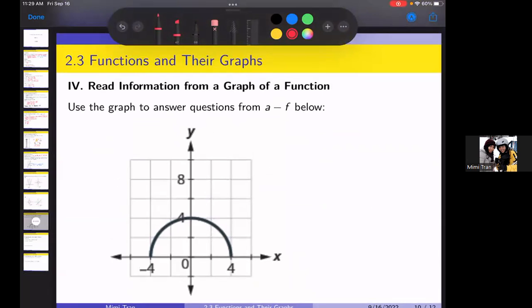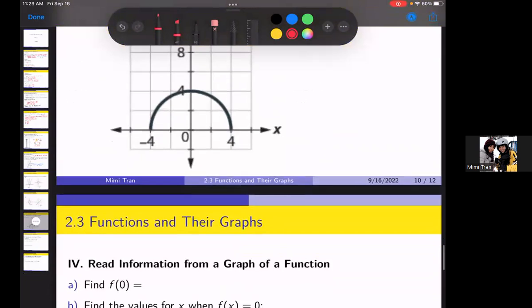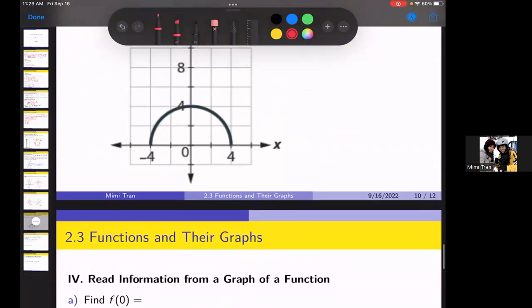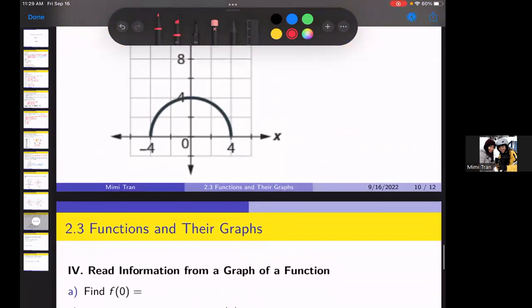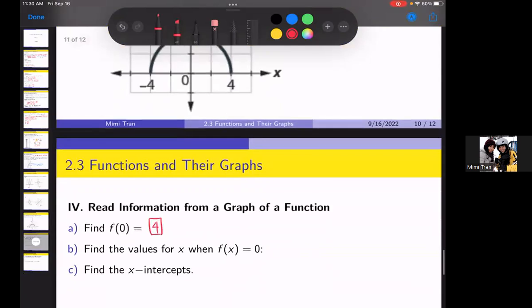Like this example: use a graph to answer the questions from A to F. That's the graph of f. I want to find f of 0. So x is 0. When x is 0, what's y? 4. Thank you. The first one is easy. Don't mess it up. That's 2 points.